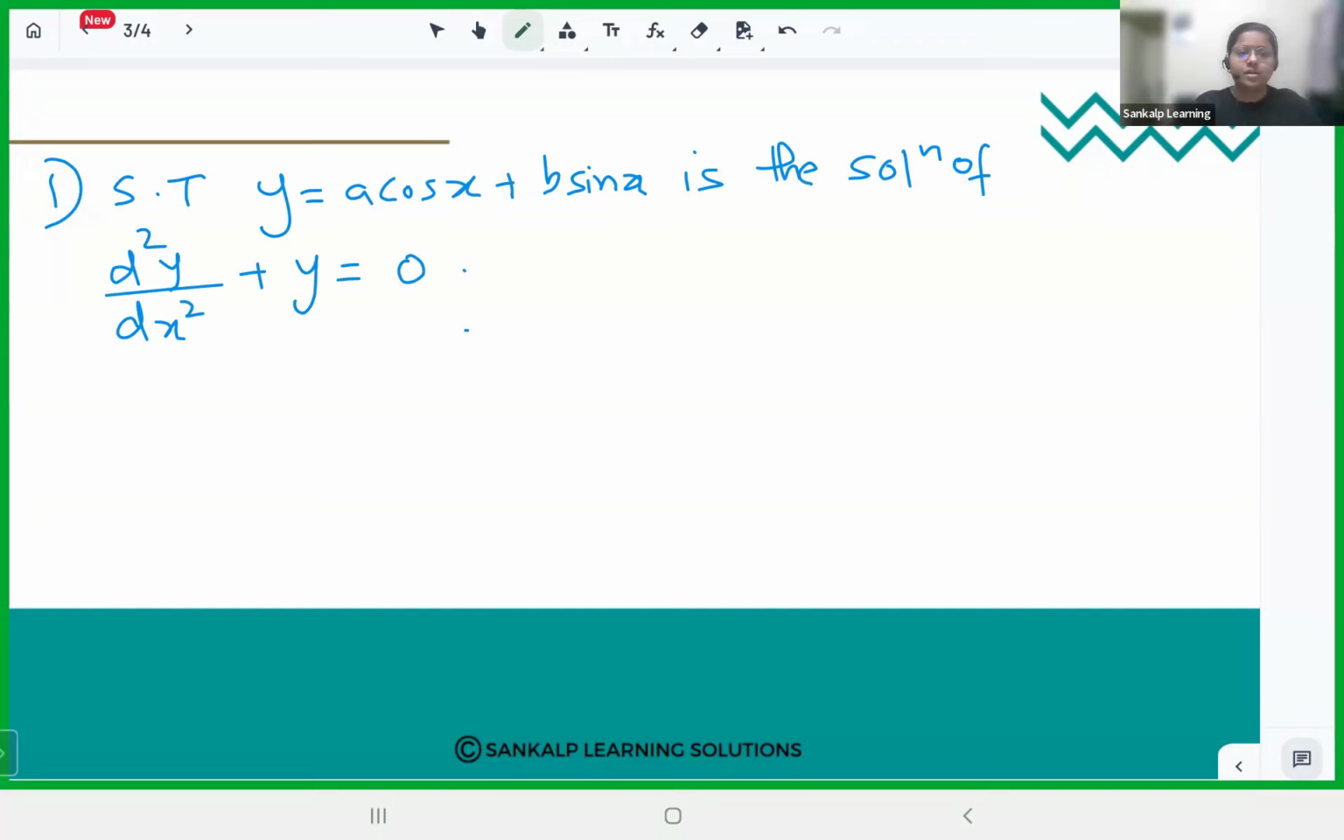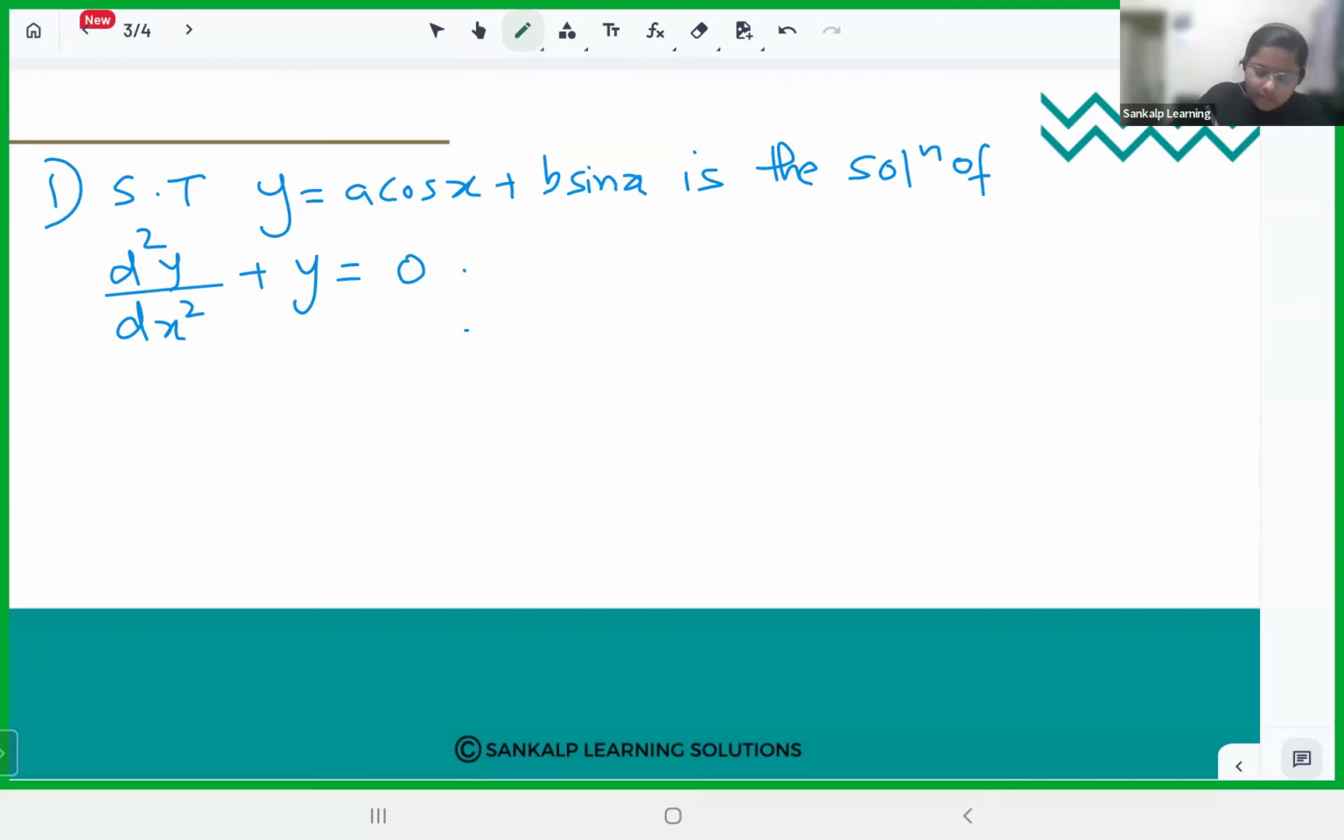So you are given a differential equation. What do you mean by this differential equation? It is an equation involving differentials, right? So y equal to a cos x plus b sin x, a function is given there. You have to check or verify whether that is a solution of the particular differential equation that they have given, that is d square y by dx square plus y equal to 0.